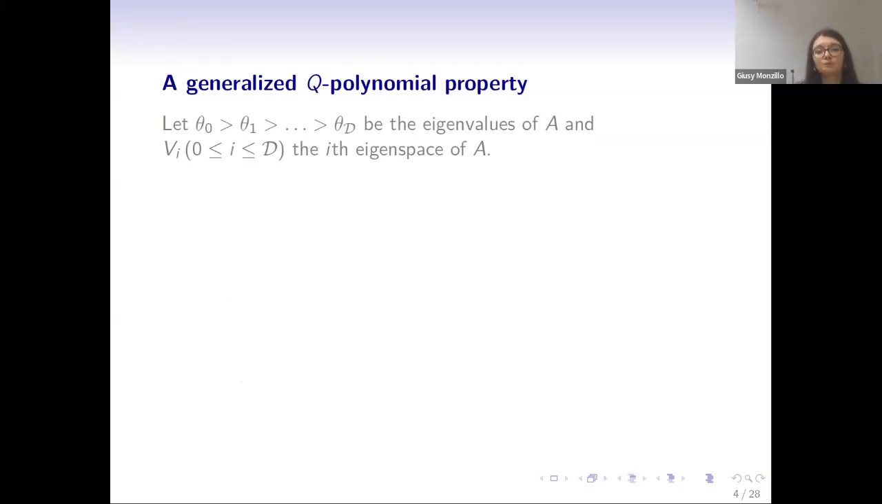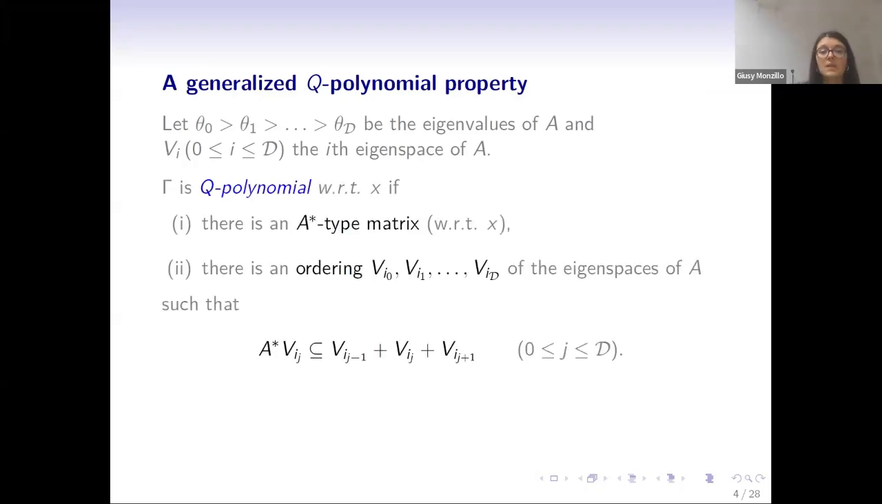So here we need to consider the eigenvalues of A. Let's say that we have d plus 1 of them, and we order them in this way: theta 0, theta 1, from the greatest to the smallest. And also consider the corresponding eigenspace V_i for the eigenvalue theta_i of gamma, of A, sorry.